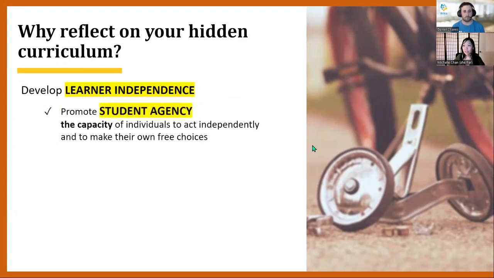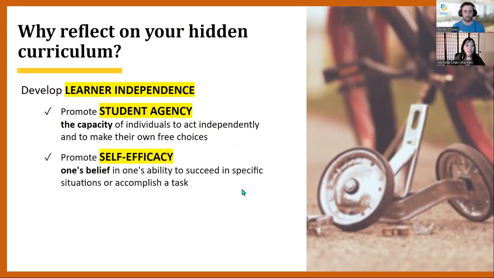It means that your act of reflecting on your own hidden curriculum in the classroom will help promote student agency, which is the capacity of individuals to act independently and to make their own free choices. This is where we want students to take initiative to take notes in the classroom, to understand the importance, for example, of taking notes, or of organizing the handouts that you give them, to understand the value of doing that and how that connects to their success in your class.